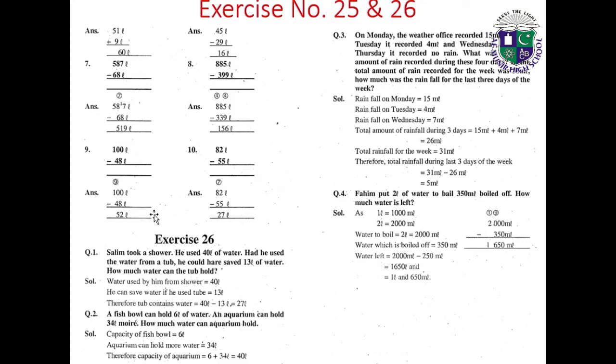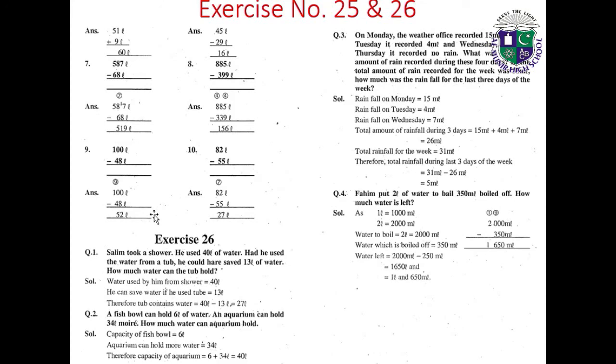Rainfall on Monday 15 milliliter, rainfall on Tuesday 4 milliliter, rainfall on Wednesday 7 milliliter. Total amount of rainfall during 3 days: when we add these values, we get the answer 26 milliliter. Total rainfall for the week is 31 milliliter. Therefore, total rainfall during the last 3 days of the week is 31 milliliter minus 26 milliliter equals 5 milliliter.